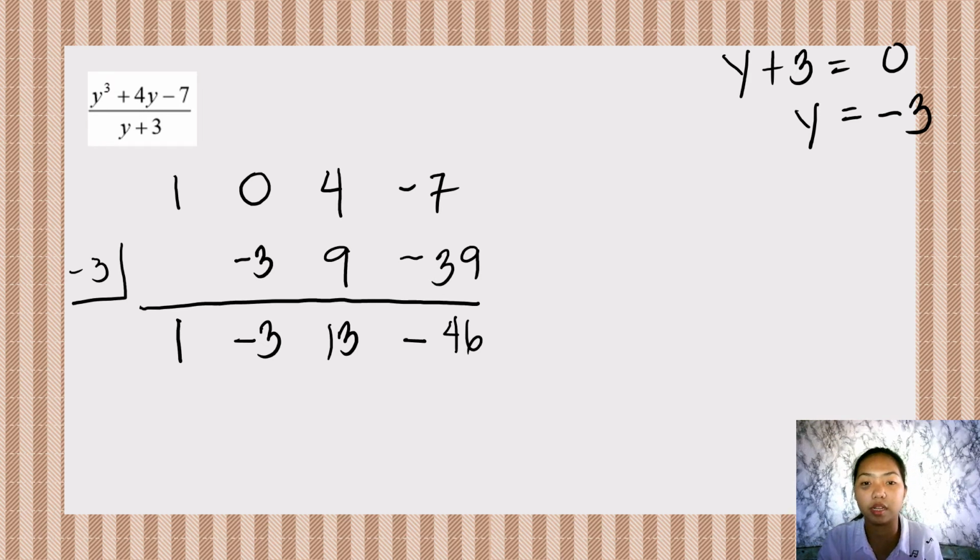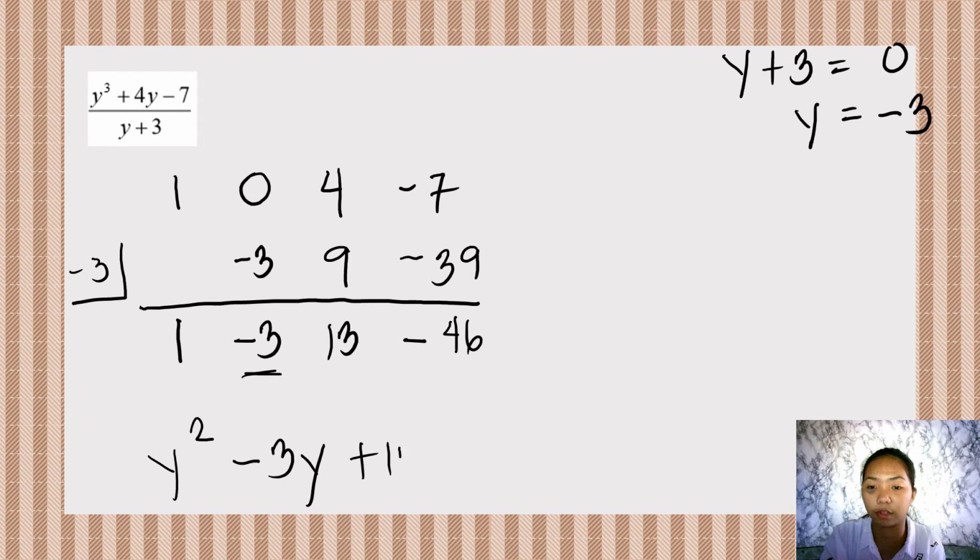Since our largest exponent is 3, we will follow with y, still y, so y squared. And then the coefficient of that one is 1, so y squared. And then minus 3, the next one, minus 3y. And then our constant, positive 13. Since our remainder is negative, we will write negative 46. And of course, do not forget the divisor, y plus 3.